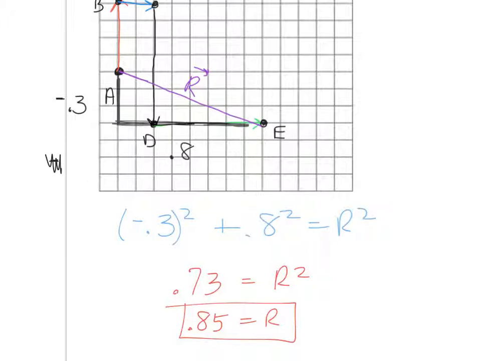Now, the tricky part is this. Always put a horizontal line at your starting point. At your starting point, visualize a horizontal line. Wherever the resultant vector is, put an angle between the resultant and that horizontal line. It's going to get tricky. Bear with me. I'm talking about this angle right here.